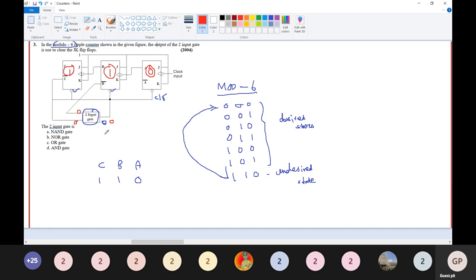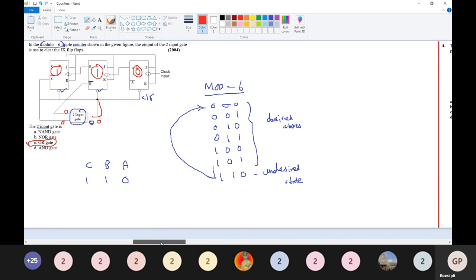So 0, 0, 0 goes and clears all your flip-flops. Therefore, the correct option is B, OR gate. Understood? Okay, we'll move to the next problem.